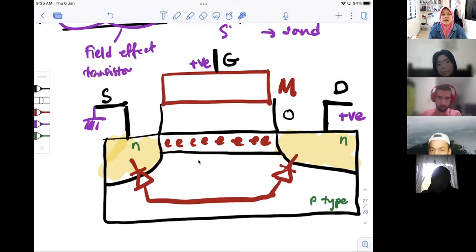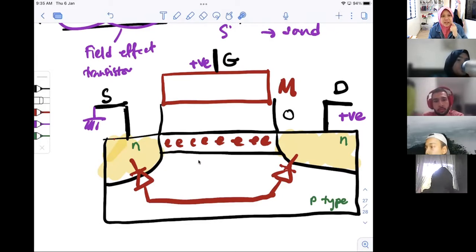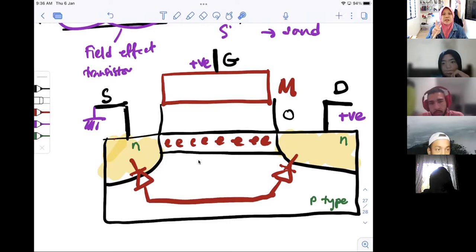That's why MOSFET is called a monopolar device. It's only one type of carrier contributing. If you still remember your first year electronics, the equation for the MOSFET current is much simpler because of this, because it's only one type of carrier. For BJT, you need to calculate both electrons and holes.